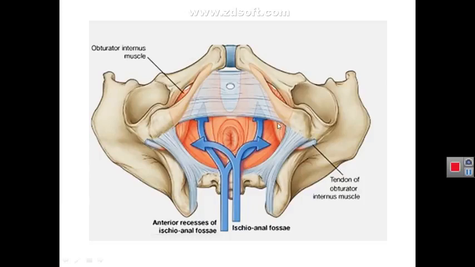This figure also shows that the ischiorectal fossa may have an extension posteriorly deep to gluteus maximus and sacrotuberous ligament, which is the posterior recess, and may extend anteriorly for a short distance above the urogenital triangle or urogenital diaphragm, which is the anterior recess.